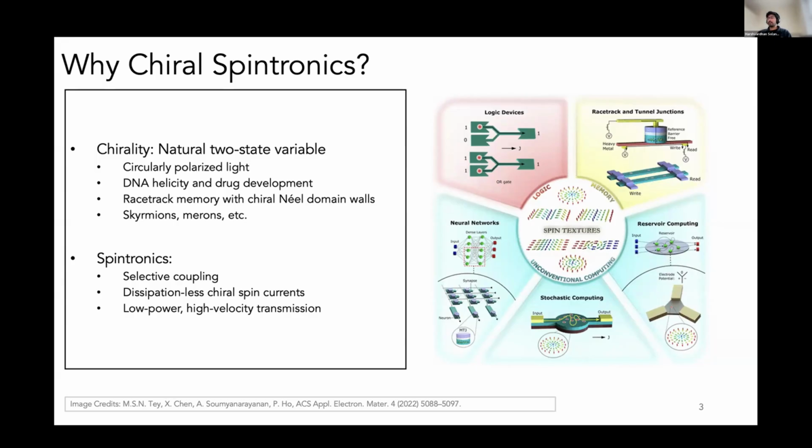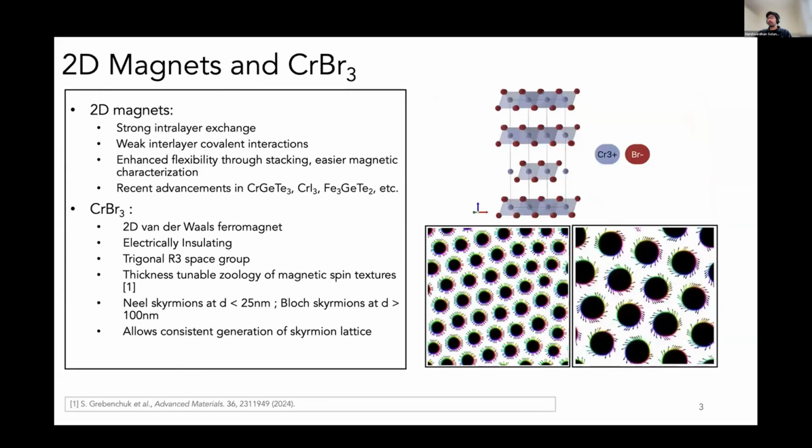And in magnetism particularly, chiral textures take the form of textures such as skyrmions, merons, and other topologically protected textures. And these have immense potential applications in memory, data storage, computing devices, and therefore it's important that we characterize them thoroughly. So the question then arises, why chromium tribromide in particular?